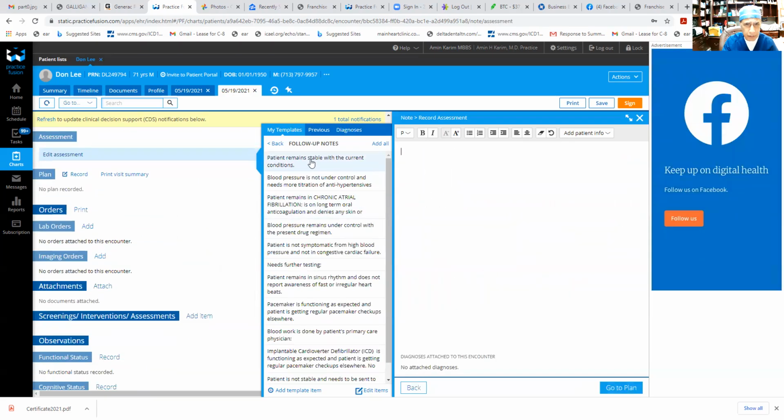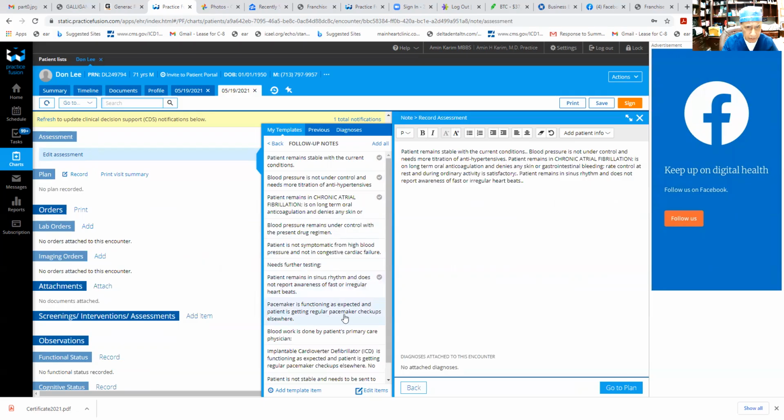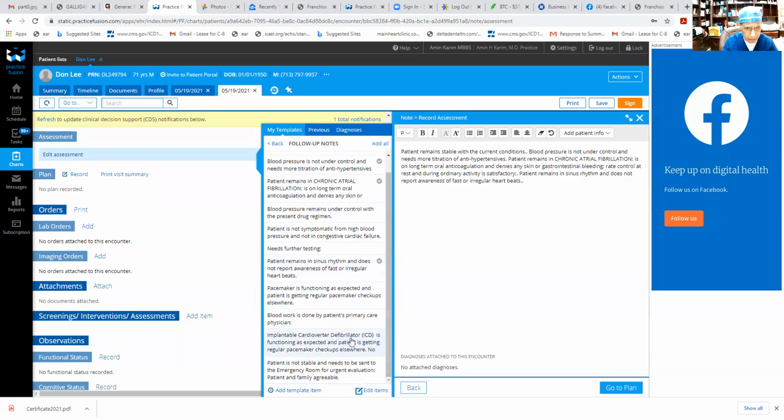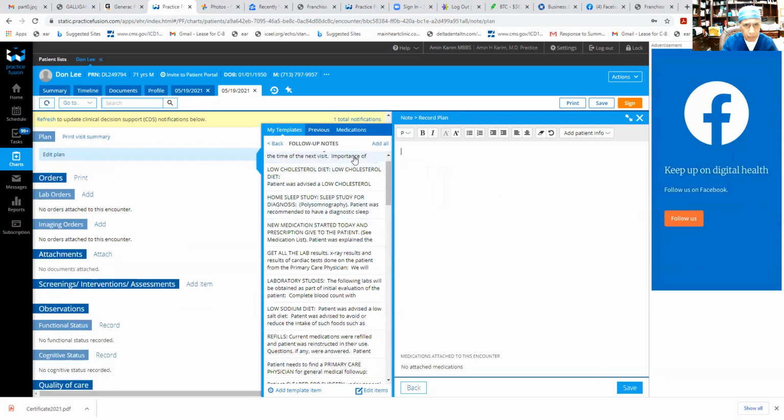Now, in the assessment: patient is stable, blood pressure is not under control, patient is in chronic atrial fibrillation, remains in sinus rhythm, etc. All these little sentences, or he needs to go to the hospital. Then you go to the plan. The plan has very generic things, and there are some specific things, and you should pay attention to them. Just read them once, and then you will know what is here.